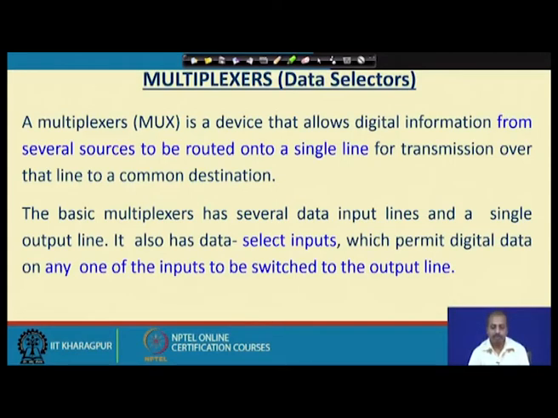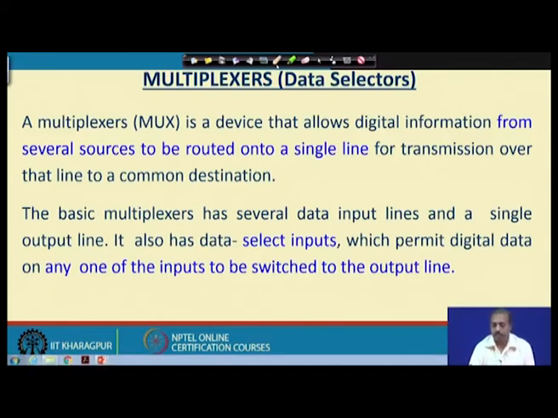The basic multiplexer has several data input lines and a single output line, and it also has data select inputs which permit digital data on any of its inputs to be switched to the output line. So, block diagram wise, a basic multiplexer will look something like this. We have got this as multiplexer, and then we have got some data lines. It has got two types of lines: some are called data lines and some are called select lines.